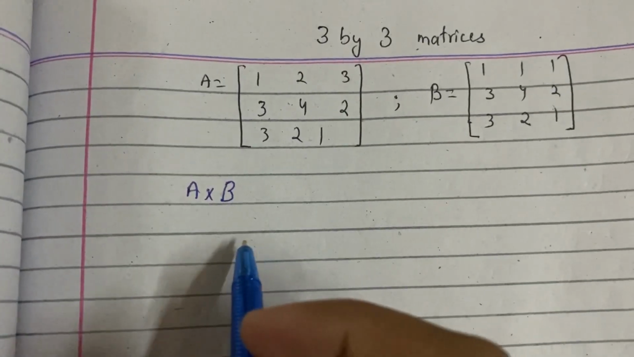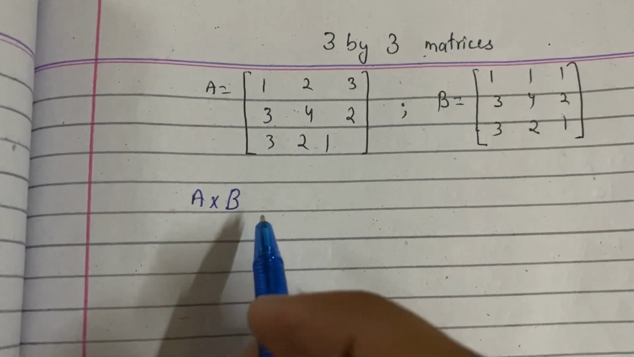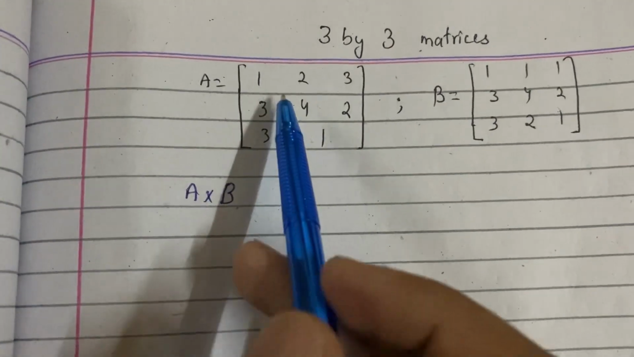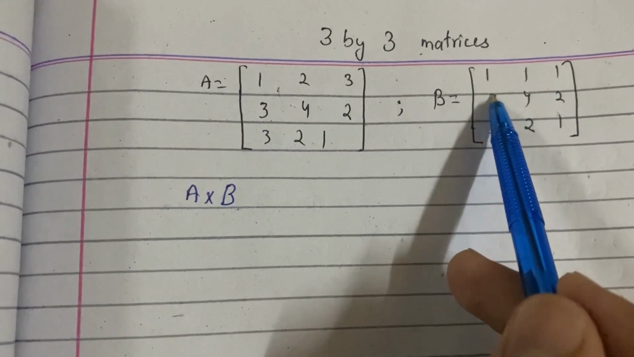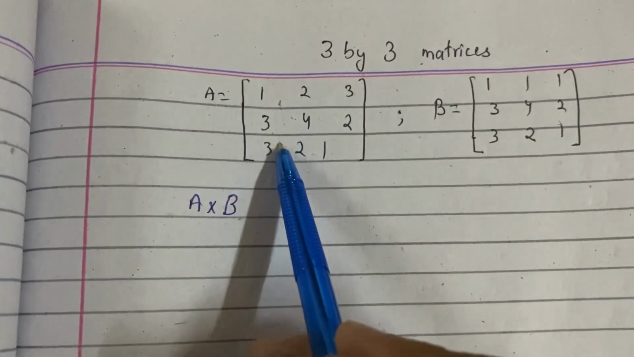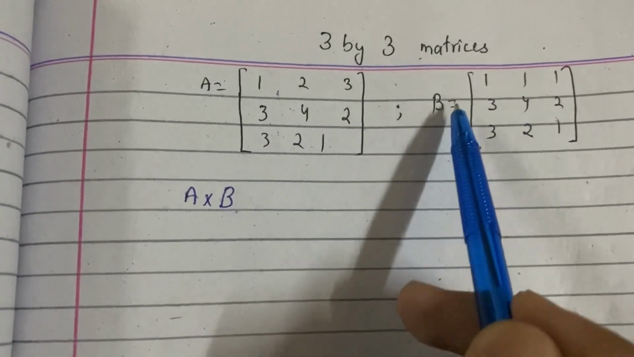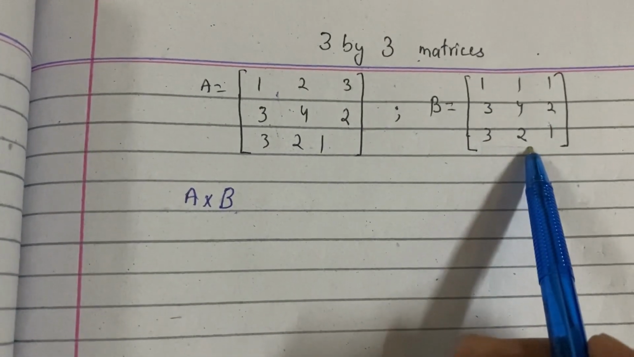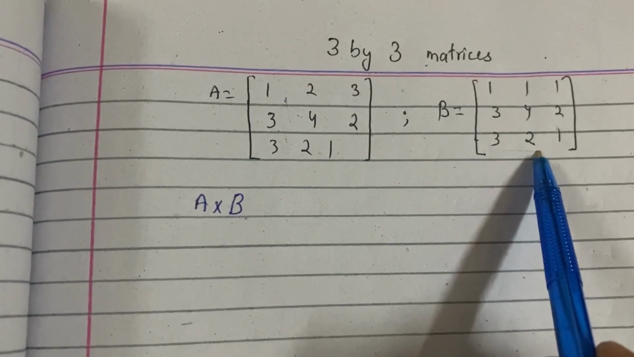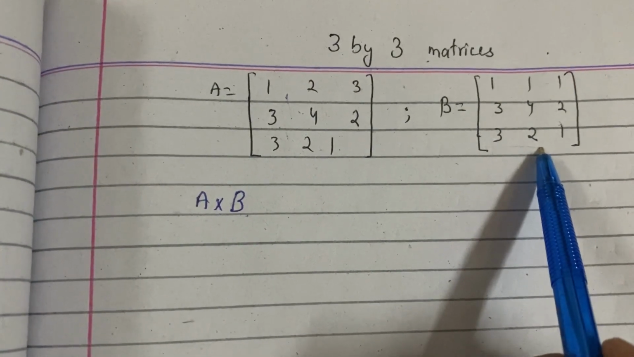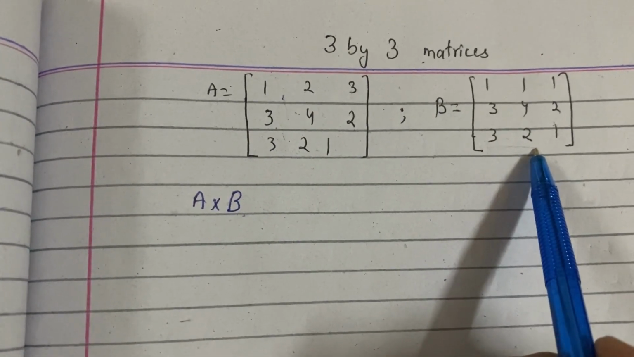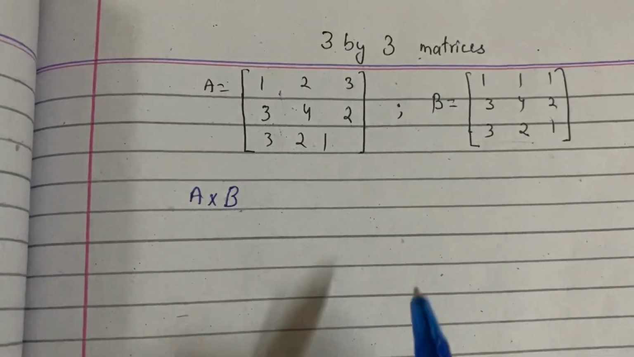The condition for the multiplication, as we discussed earlier, is that if you are multiplying A with B, the columns in A should be equal to the number of rows in B. So there are 3 columns in A and 3 rows in B. As both are 3 by 3 matrices, the order is the same, and the condition for multiplication is also applicable. So we will multiply these both.